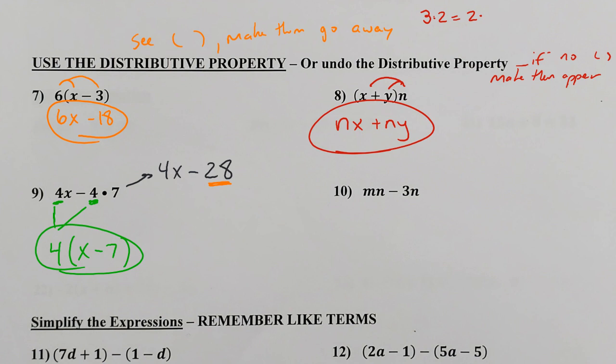So number 10, no parentheses in the problem. So I know my answer is going to have parentheses. I find out what's in common. So the n shows up. Now look, at the n, I'm left with m minus 3. That's it.